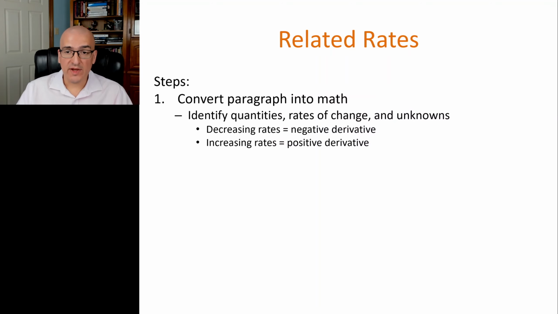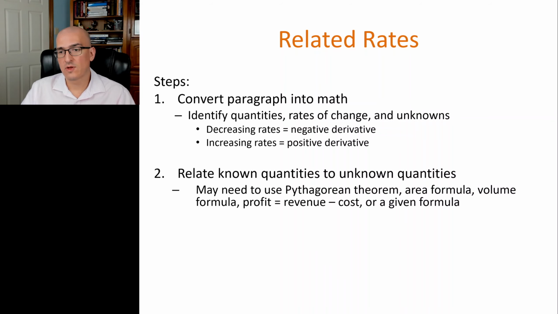When we're reading, we have to be able to decode appropriately. If you see a quantity referred to as a rate that's decreasing or a rate that's increasing, that's referring to derivatives, instantaneous rates of change. Decreasing quantities correspond to negative derivatives. Increasing quantities correspond to positive derivatives. So that's one thing we have to do. We have to be able to decode that paragraph.